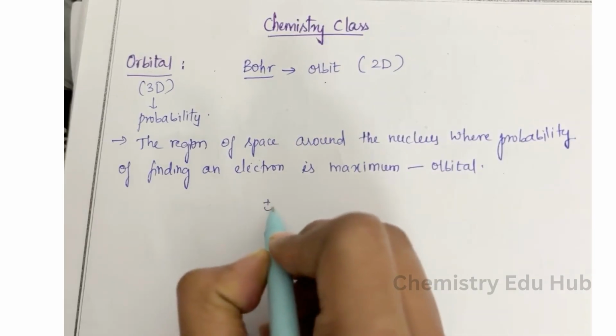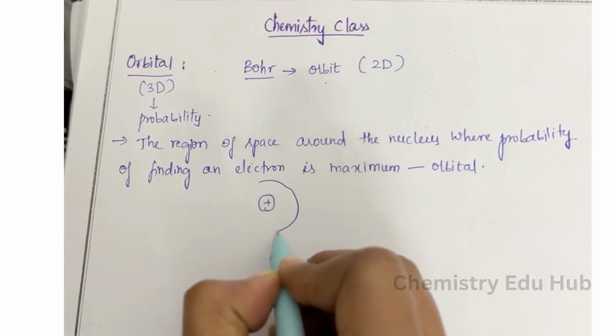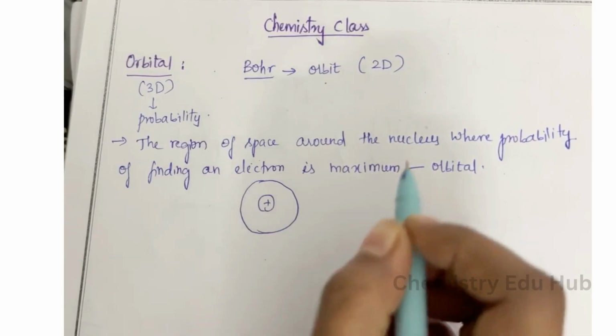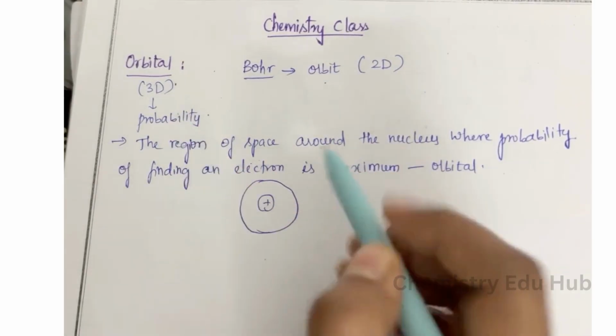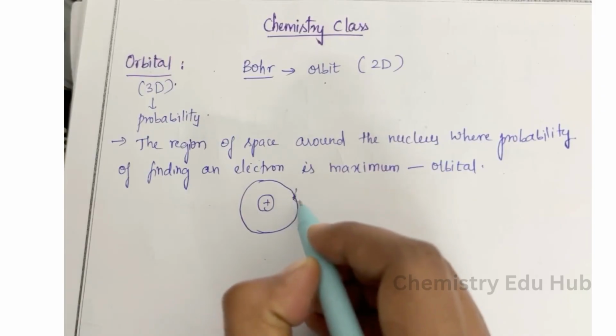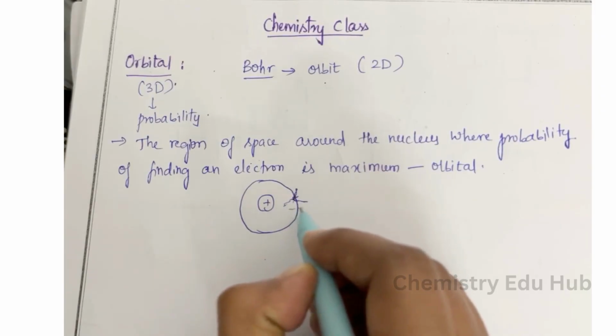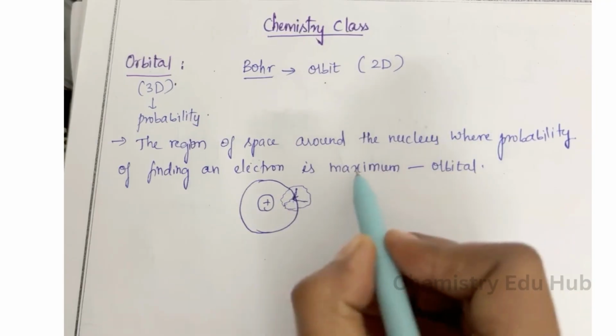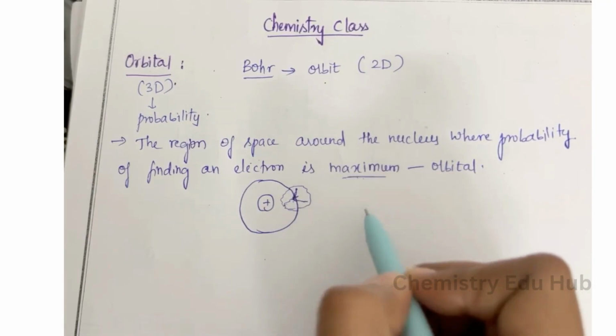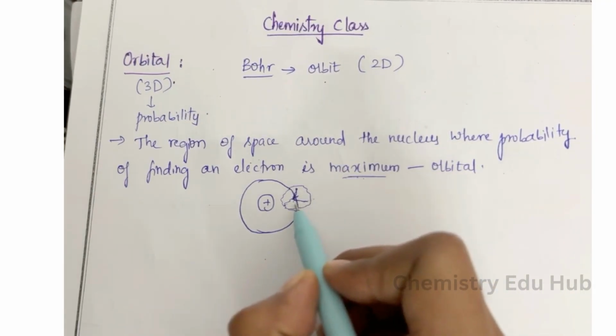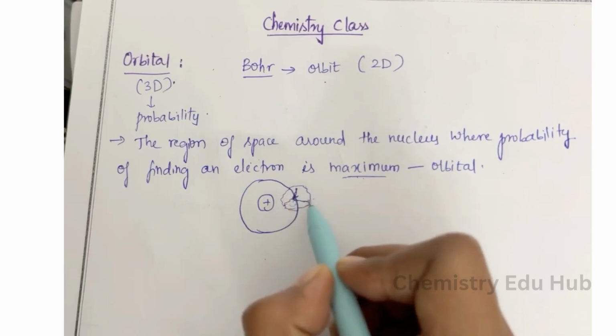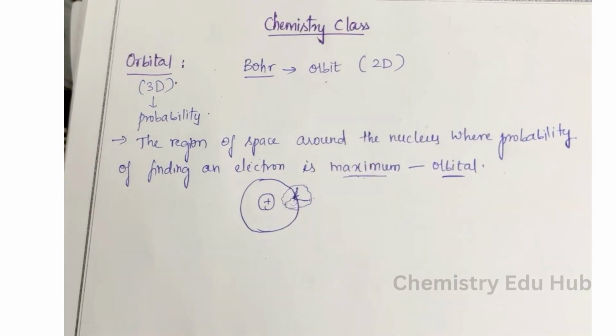That means if this is the nucleus, Bohr said that this is an orbit where the electron is revolving, but the orbital indicates that there could be some region which is a three-dimensional path. In this region, the maximum probability of finding an electron is present. So you can find the electron in certain region. Such region is called an orbital.